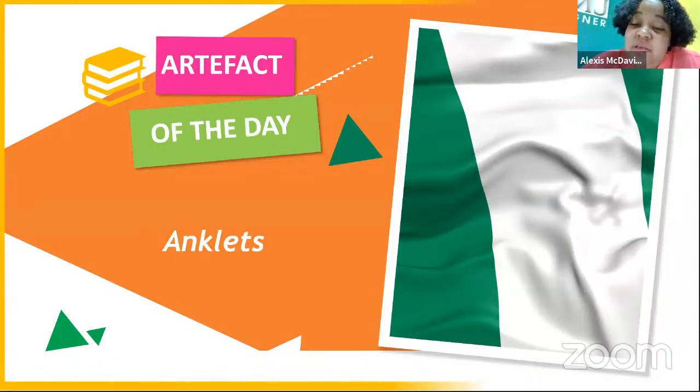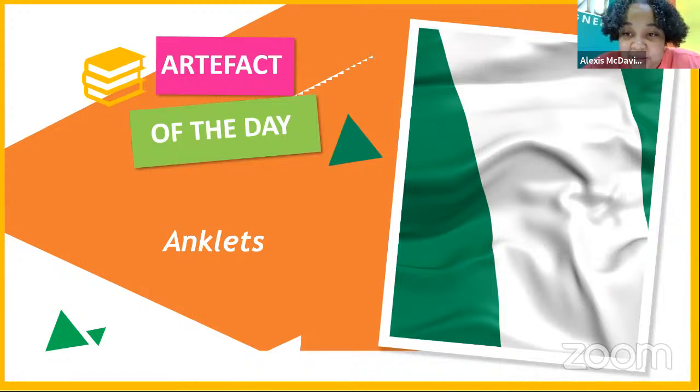Auntie Alexis is going to teach you about anklets. Now, some of you may have seen people wear anklets, especially women, and there are these maybe dainty chains made from silver or gold, but these are anklets in the collection here at National Museum Jamaica that are made from bronze.